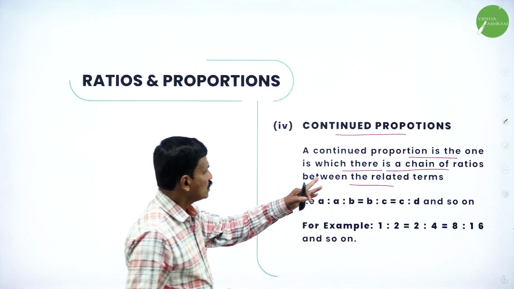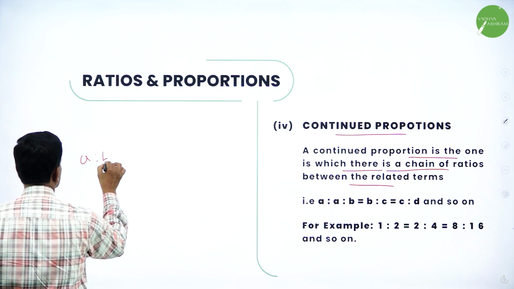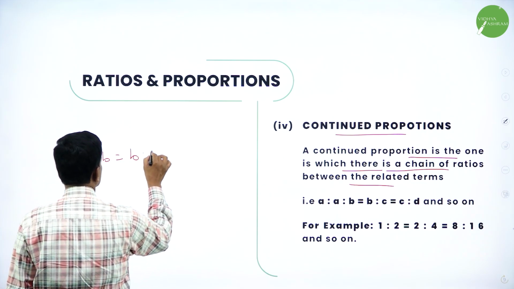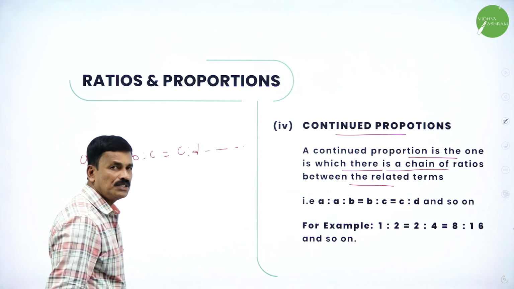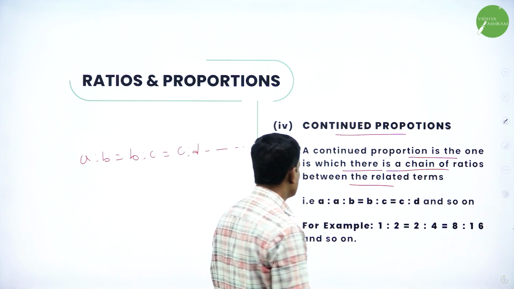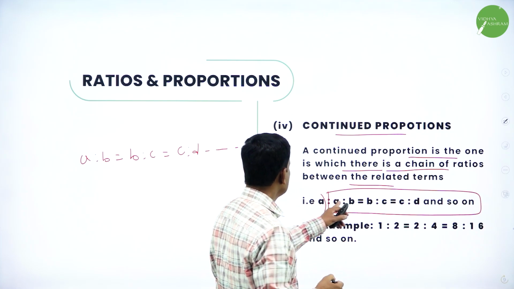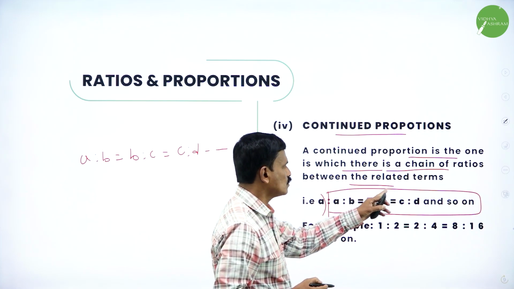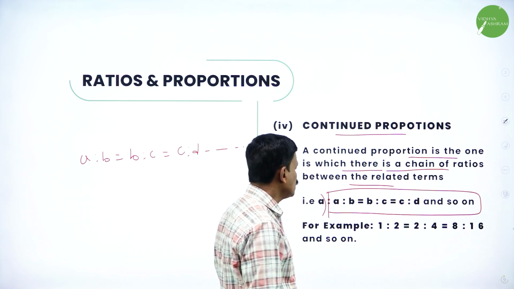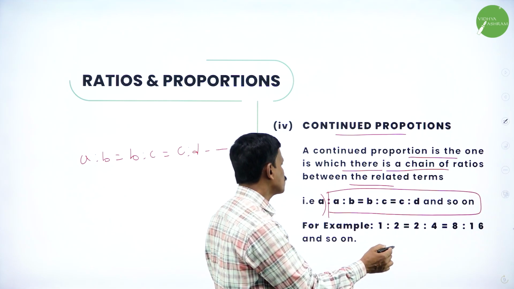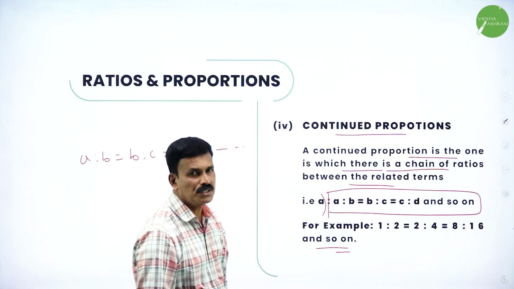That is, if A is to B is equal to B is to C is equal to C is to D and so on, then it is called a continued proportion. For example, 1 is to 2 is equal to 2 is to 4 is equal to 4 is to 8 is equal to 8 is to 16 and so on. This is an example of a continued proportion.